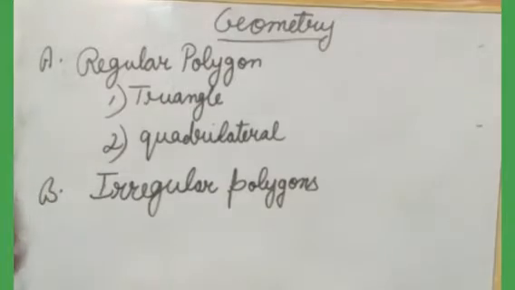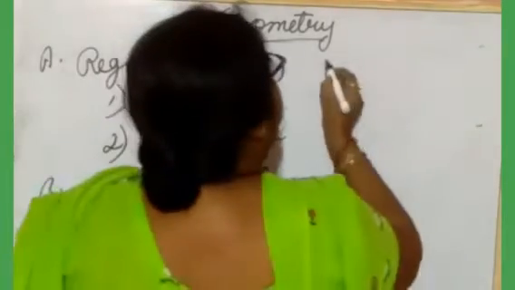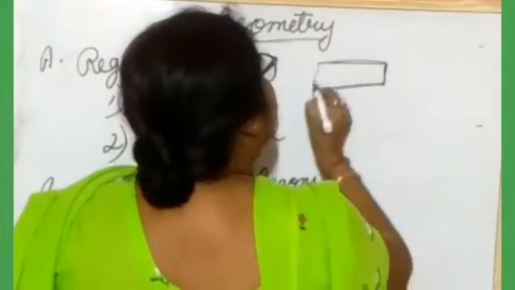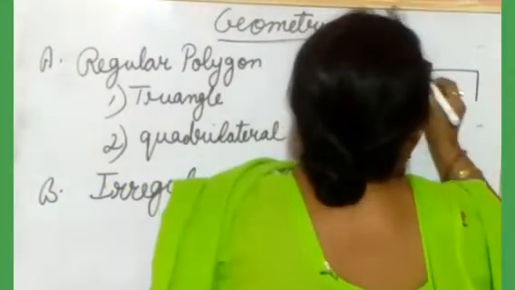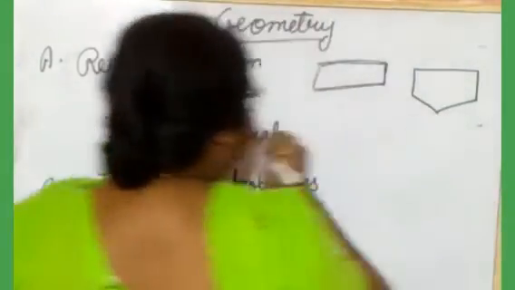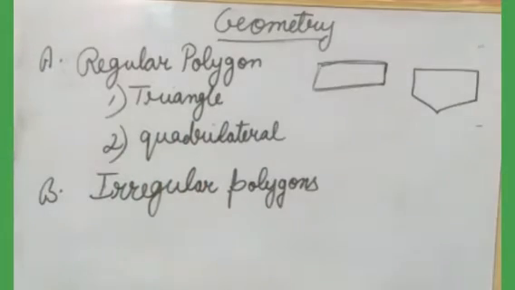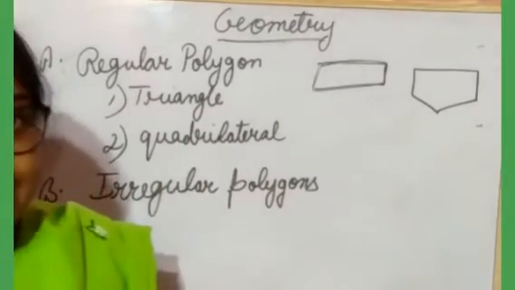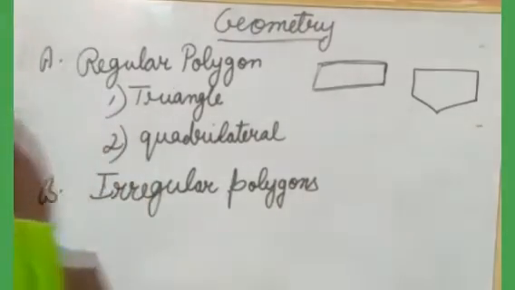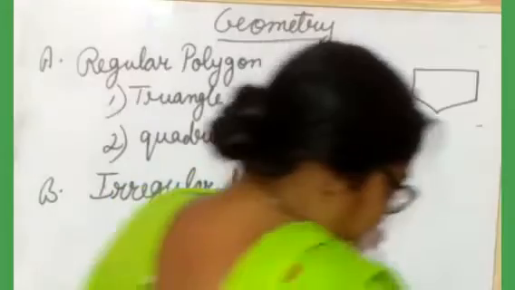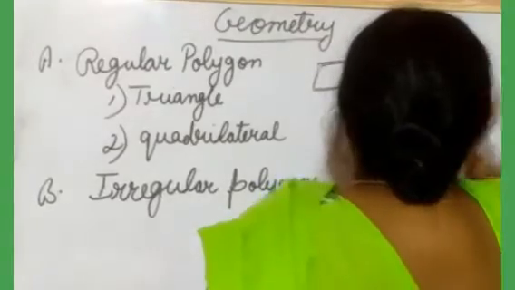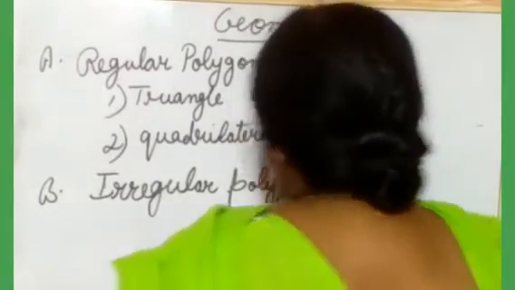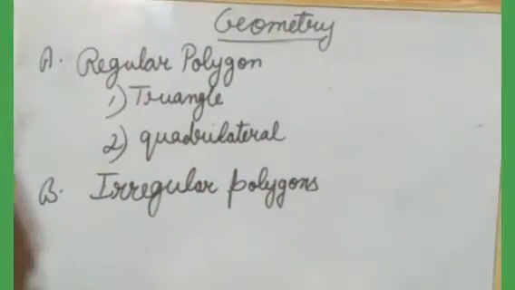So what do three or more line segments mean? This is a polygon, you can say. Yes, it is more than three line segments. This is a polygon, or you can say this one is also a polygon, because in this you are seeing that there are three or more than three line segments. So that is known as a polygon. It is clear, okay? Last class you learned about a polygon.